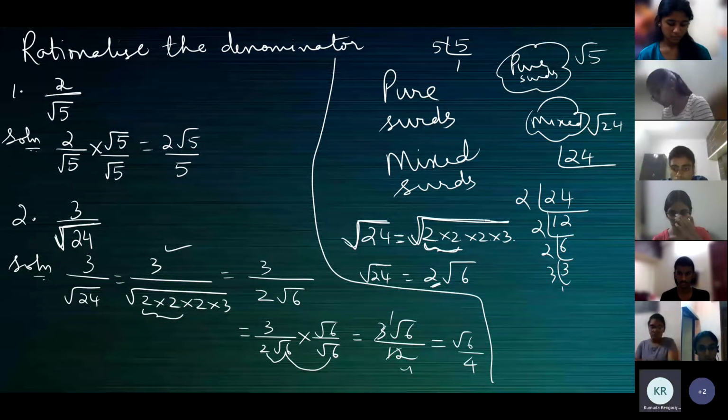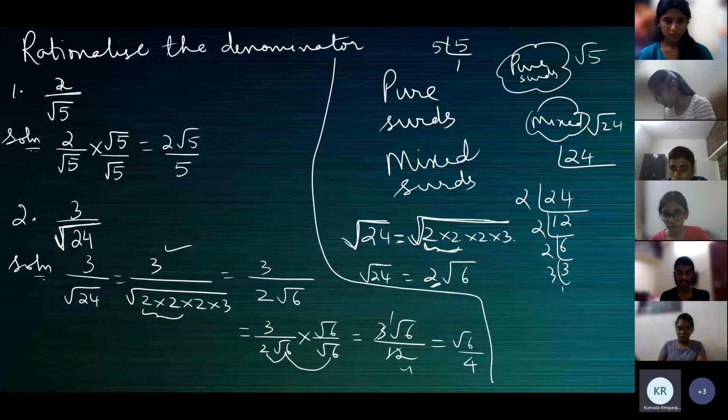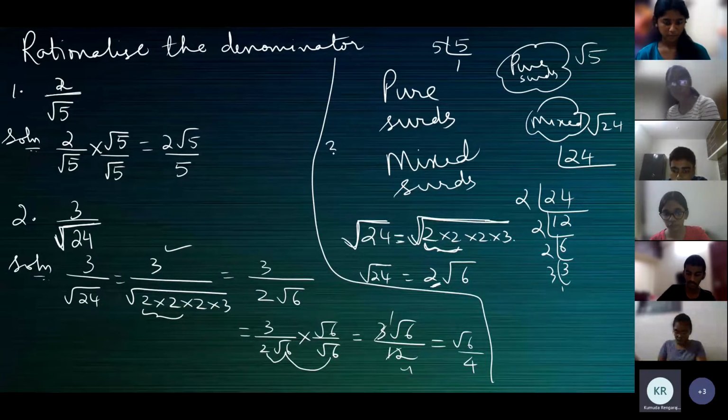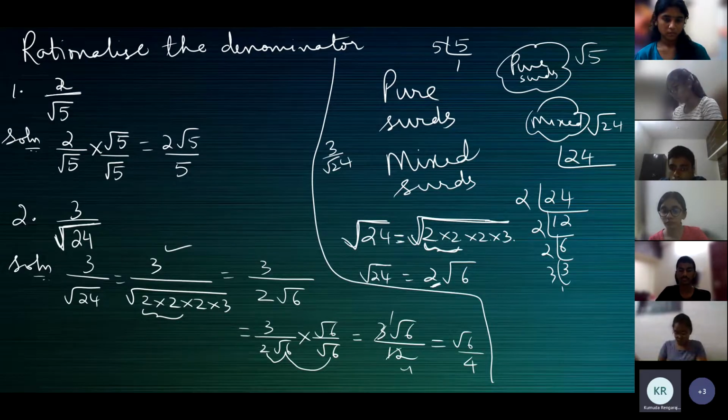So now they'll give you this expression 3 by root 24, and the question will be, what is the rationalizing factor of 3 by root 24? They'll give you 4 options, and if you select root 24, that is wrong.